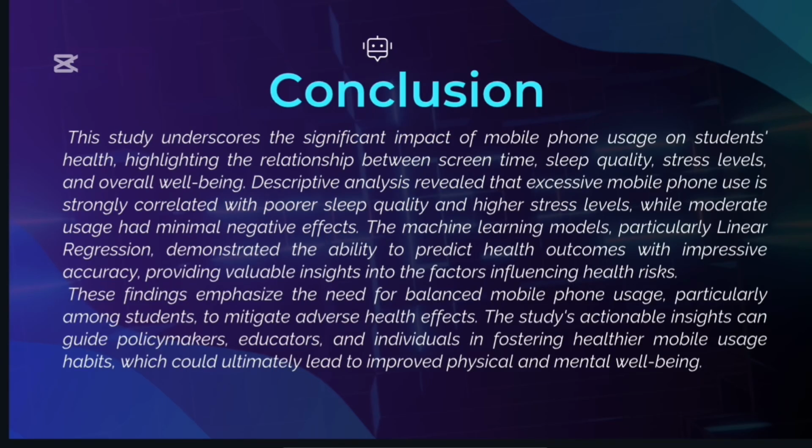And the study underscores the significant impact of mobile phone usage on students' health, highlighting the relationship between screen time, sleep quality, stress levels, and overall well-being. Descriptive analysis revealed that excessive mobile phone use is strongly correlated with poor sleep quality and higher stress levels. And machine learning models like linear regression demonstrate the ability to predict health outcomes with impressive accuracy. Those findings emphasize the need for balanced mobile phone usage, particularly among students, to mitigate adverse health effects.